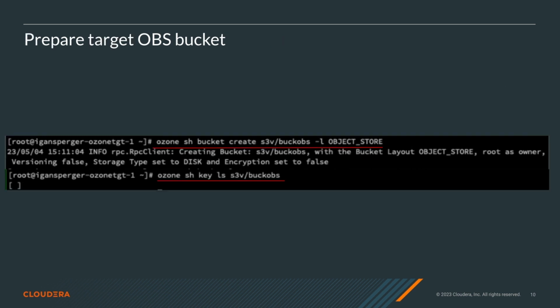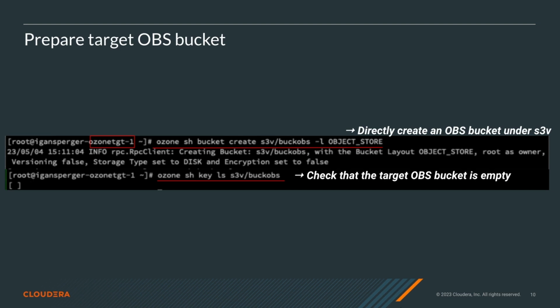The second step is to prepare the target bucket. Recall that in Ozone replication, it always needs to be the same type as the source bucket, which is OBS in our case here. After accessing the target cluster, we directly create an OBS bucket called bug.obs under the volume s3v and check that the target OBS bucket is empty. Now we can start creating the replication policy.